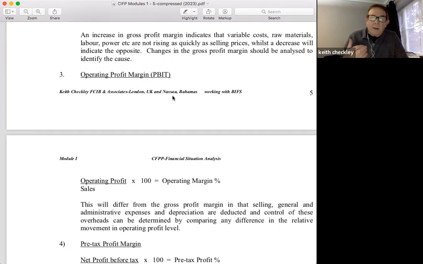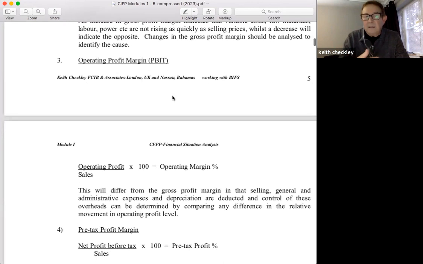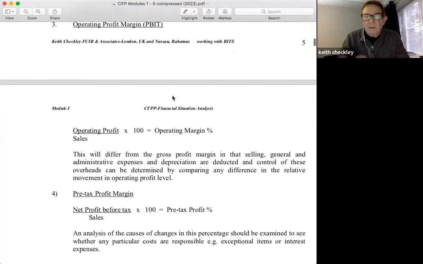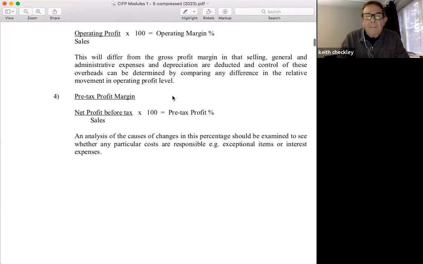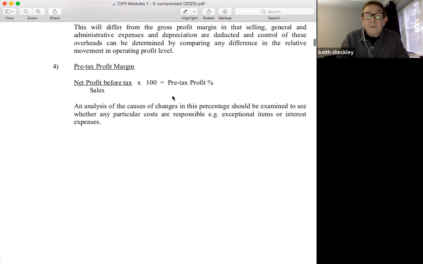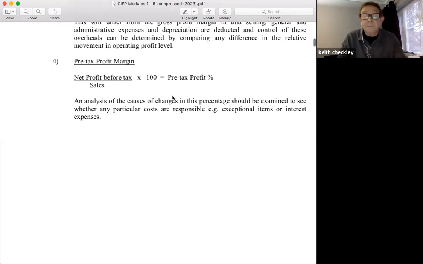They'll tend to talk about EBIT, and then they'll talk about EBITDA. EBITDA is a measurement of cash flow that we'll come on to. You've probably heard the expression. You might have seen it on the financial news from the States. And then what we've got is the pre-tax profit margin. So we're coming further down. And this is the net profit before tax divided by sales.